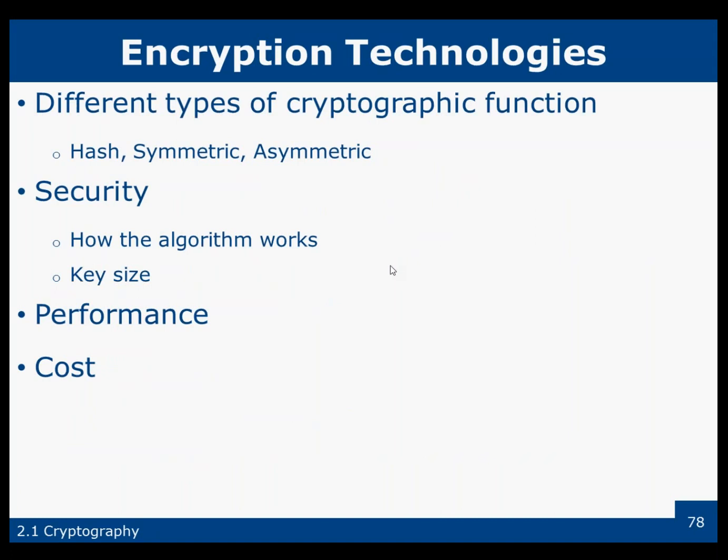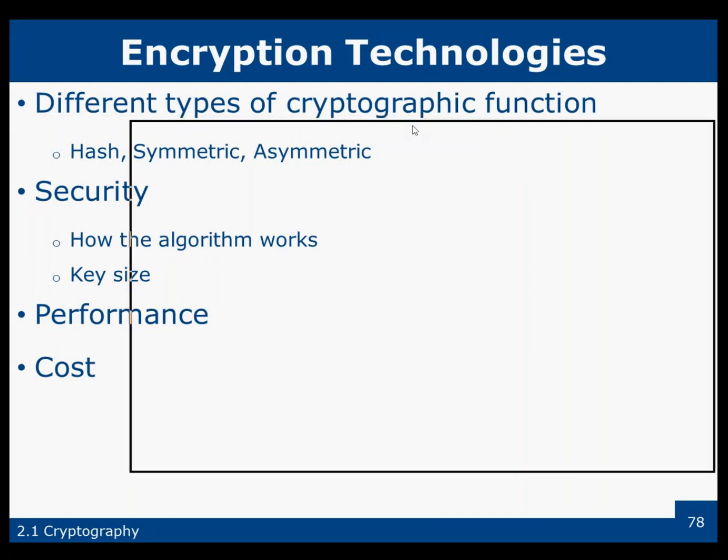We have encryption technologies. We have hash, symmetric, and asymmetric, and we talked about those a little bit. Hash is a one-way process. And what I want to do, I found this website. There are a number of hashes. I want to show a couple of things on a hash.